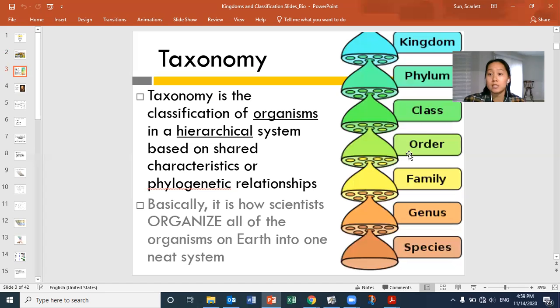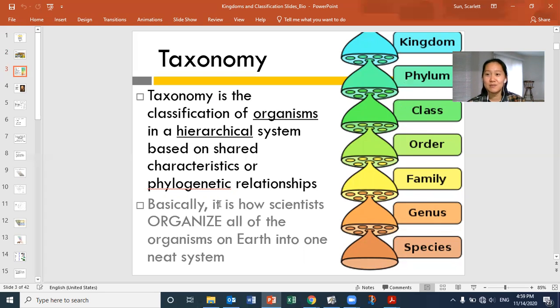And the system of taxonomy that we use also has levels, as you can see on this right side, that's color-coded. So taxonomy is basically how scientists organize all of the organisms on Earth into one neat system. And we need this system because it keeps everything organized. It keeps everything organized for us to locate organisms, to identify organisms, to name organisms, and for when you discover a new organism, where they are placed and how they're related to other organisms.